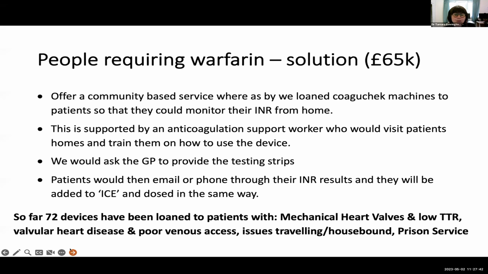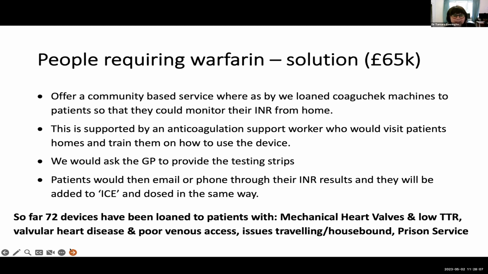So what we thought we'd do, we put in a bid to NHS England, then NHS Digital, to buy some CoaguChek devices so that we could loan them out to the community, because many of these people couldn't afford them. So we've now loaned out 72 devices, and we have an anticoagulation support worker who goes out and trains people on how to use them and talks to them about how they get the results to us, and then we help support them with their dosing.